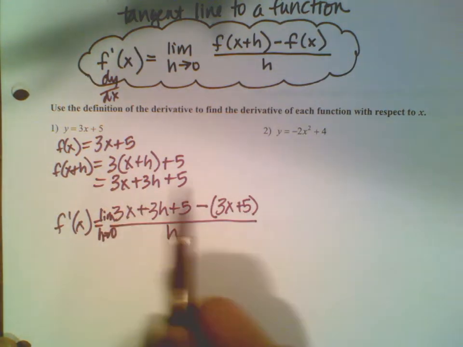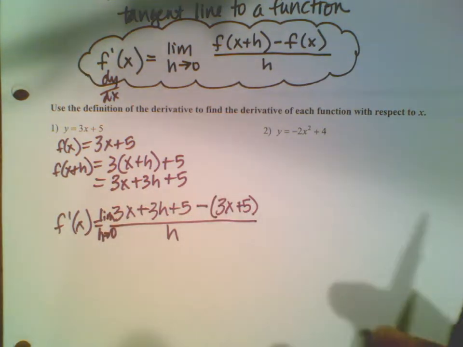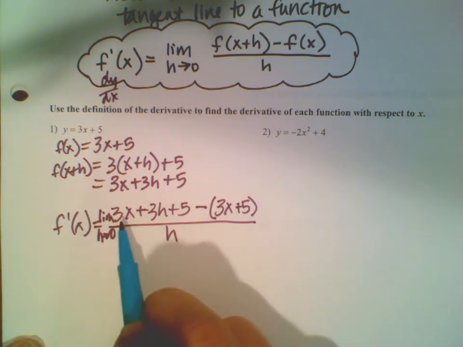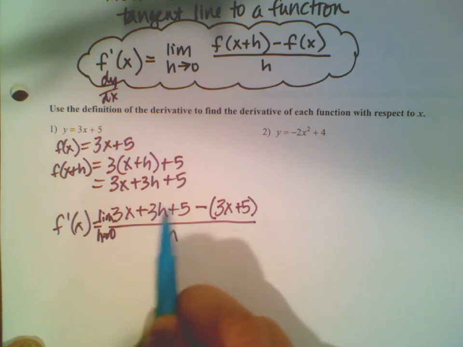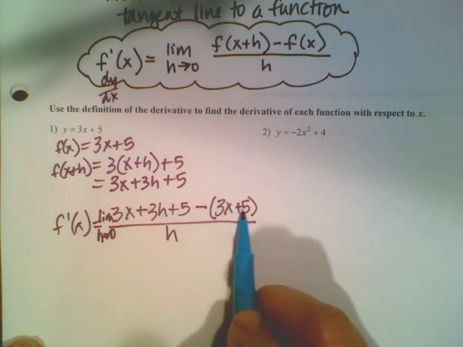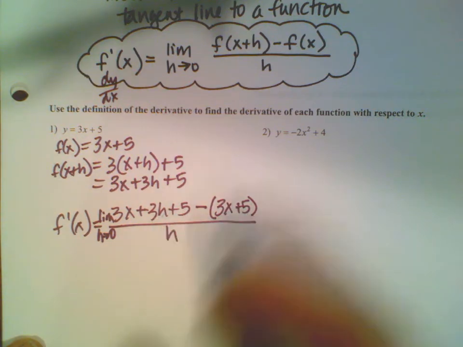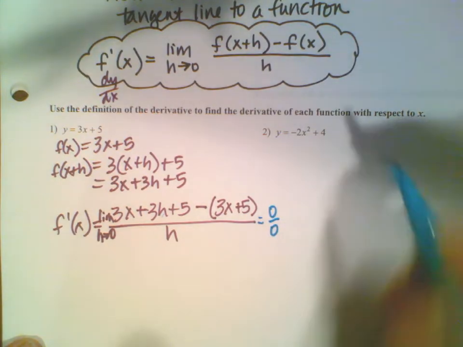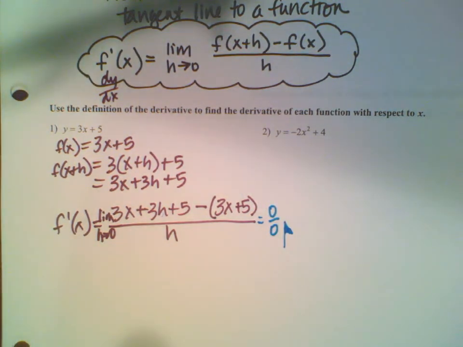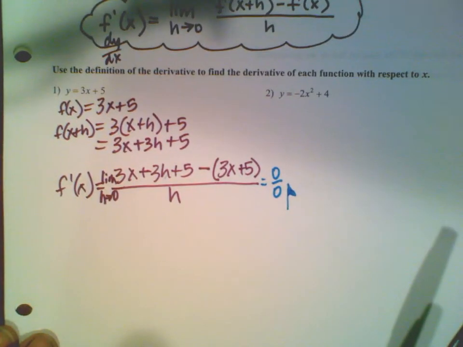Well, the easiest way to take a derivative is to just plug the value in, but when I plug 0 into this function, what happens is I'm going to have 3x plus 3 times 0, so that part's going to 0 out, plus 5, minus 3x minus 5. So the 3x's are going to cancel out, the 5's going to cancel out after I bring that negative through, and I'm going to end up with 0 over 0. Well, that's a problem. We've seen this before. That's a red flag that shows up. Hey, something's wrong. I need to do something mathematically to clean this up.